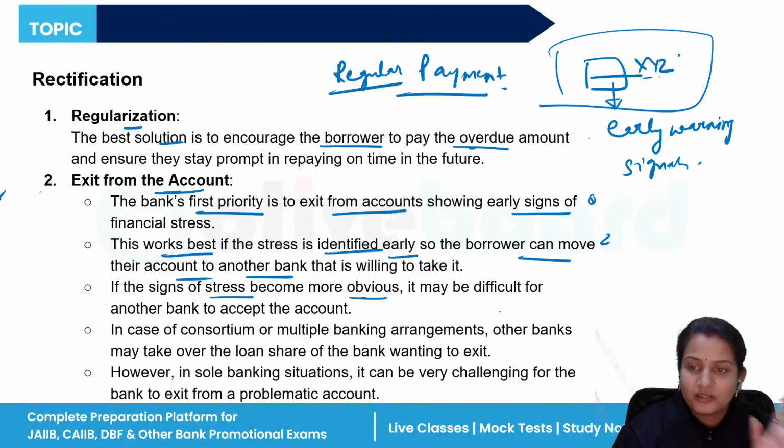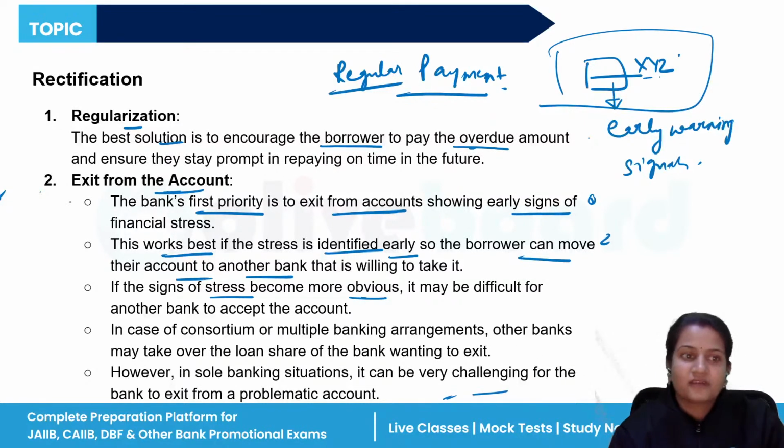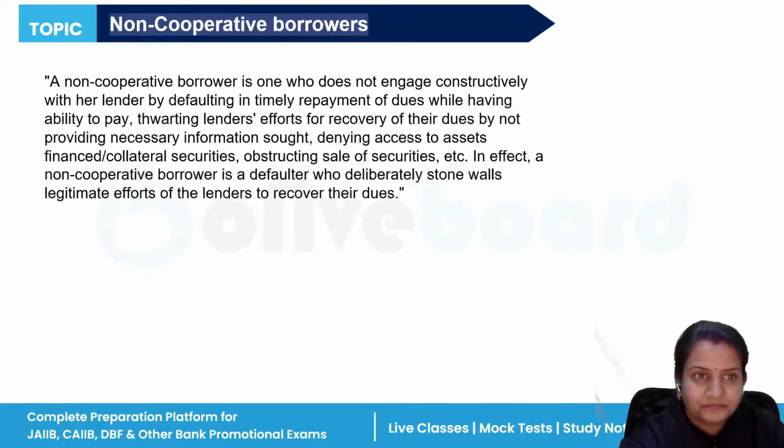They may ask the borrower to please close your account, repay all the money, and open your account in some other bank. With the help of a consortium, with multiple banking facilities, the loan may be shared with different banks and the exit can be done. So yes, this is very problematic and challenging for banks. They see early warning signals, and they will take initial steps for that.